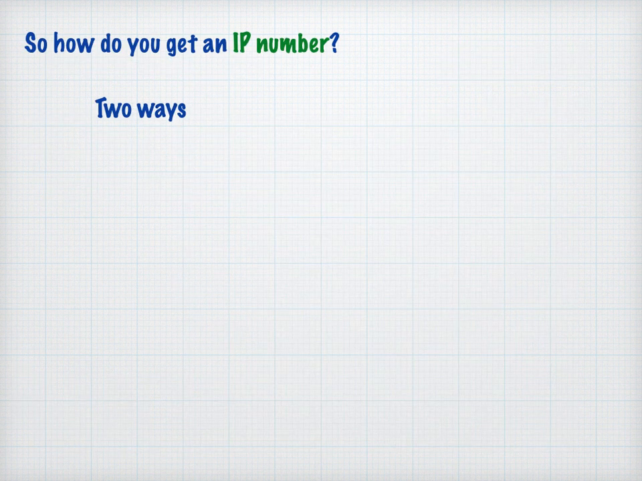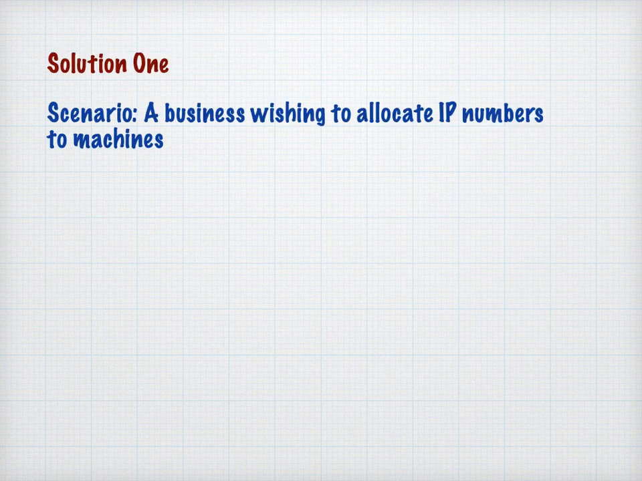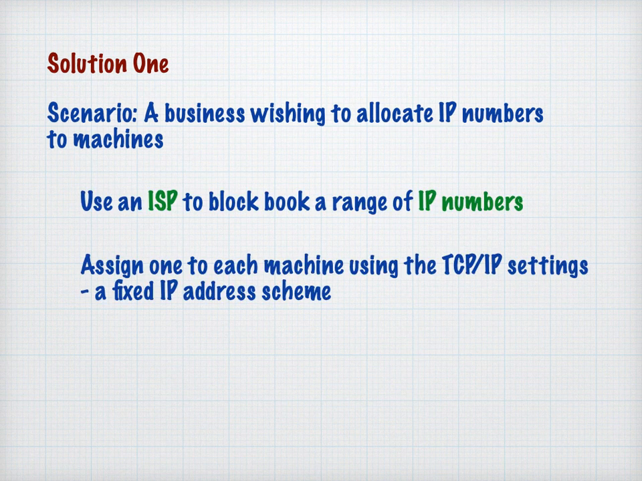So how do you actually get an IP number? I've indicated that basically you're going to get it through a local organisation. If you're a business, you could say, well, I've got 40 machines, I need 40 IP numbers, and then you could visit each machine and put the IP number inside each machine. That would be called a fixed IP address scheme.